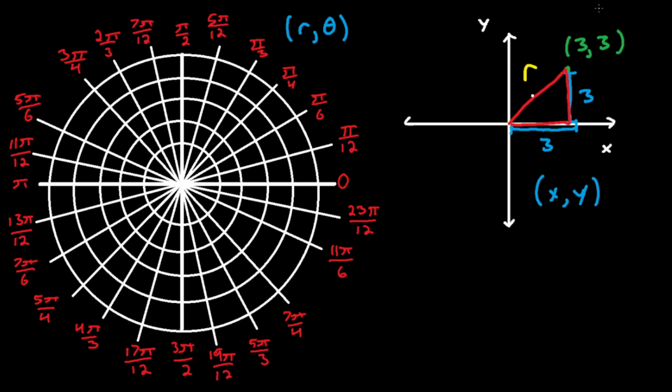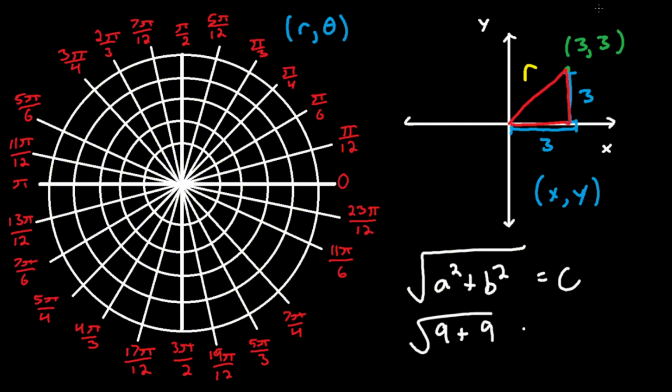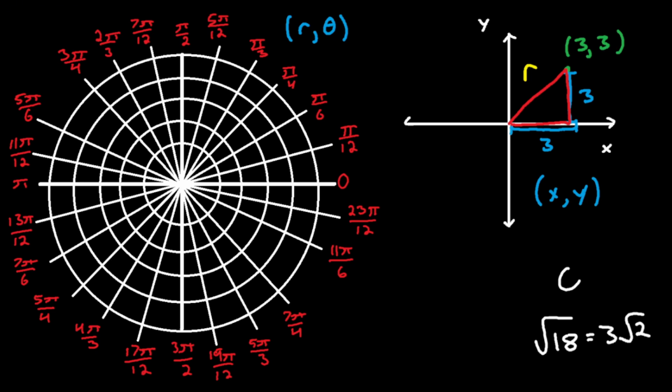Well, you could use the Pythagorean theorem, right? Since this side length is equal to 3, and since this side length is equal to 3, well, you know a and b. So the square root of a squared plus b squared is equal to c, correct? So we have the square root of 9 plus 9, which is equal to the square root of 18. If I want to simplify this, you just get 3 square root of 2. All right. So the magnitude, let's remove this.